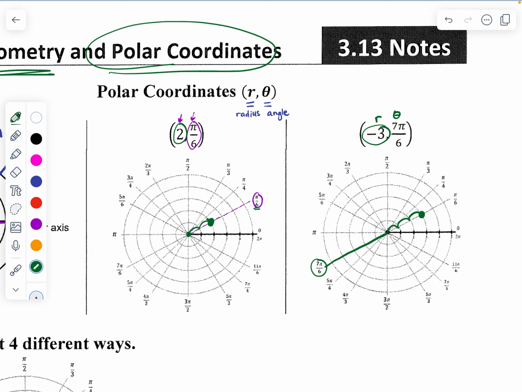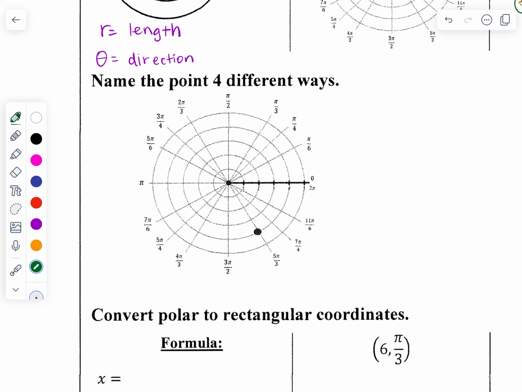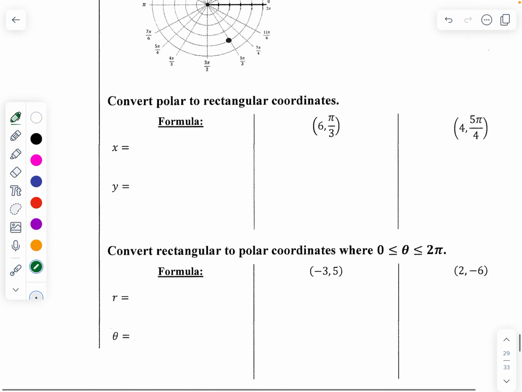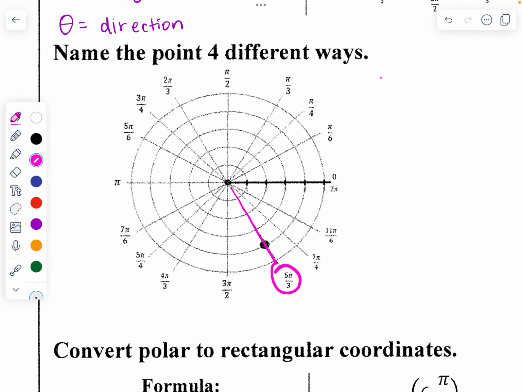Notice, if you look here, they're interestingly along the same line. So what if we wanted to name this point here not just one way, but 4 different ways? So let's look at that. The first way, I know this angle here is 5 pi over 3. So one way we could name this is, along this line 5 pi over 3. If it's r comma theta, we could say that theta is 5 pi over 3. And since we're going towards it, we could call this 1, 2, 3, 4, a radius of 4.